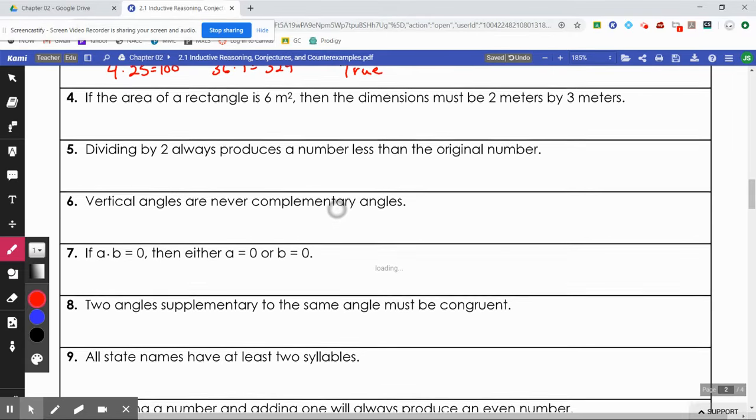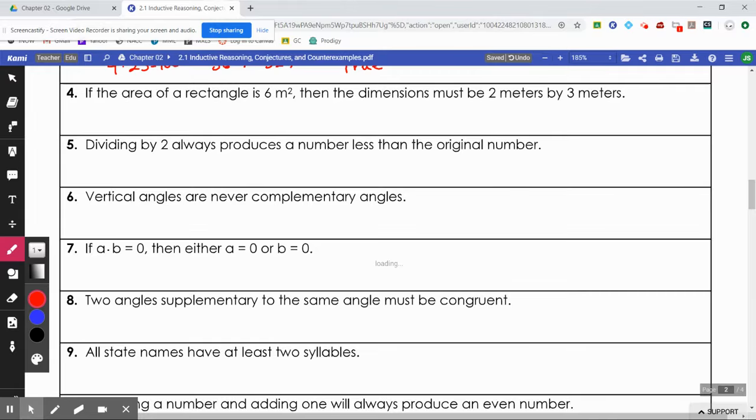So that is true. If the area of a rectangle is 6, the dimensions must be 2 by 3. So if you have a rectangle that has an area of 6, then it has to be a 2 by 3 rectangle. Well, yeah, that has an area of 6, but what about a 1 by 6? To find the area of a rectangle, you do length times width.